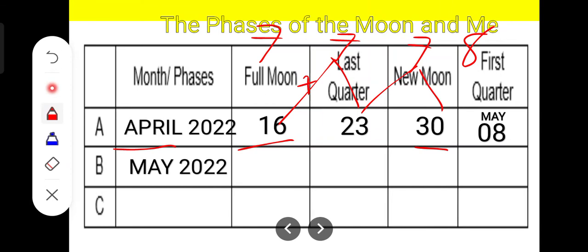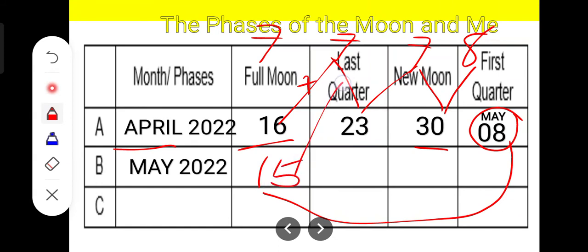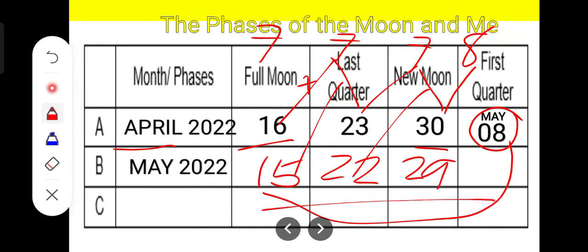So, count plus 8, so that will be May 8. Then, go back again, 8 plus 7, in May. So, 8, 9, 10, 11, 12, 13, 14, 15. So, this will be 15. 15 plus 7 is 22, plus 7 is 29. And so on. So, that's how we use the computation for calculating the date of the full moon, last quarter, new moon, and first quarter.